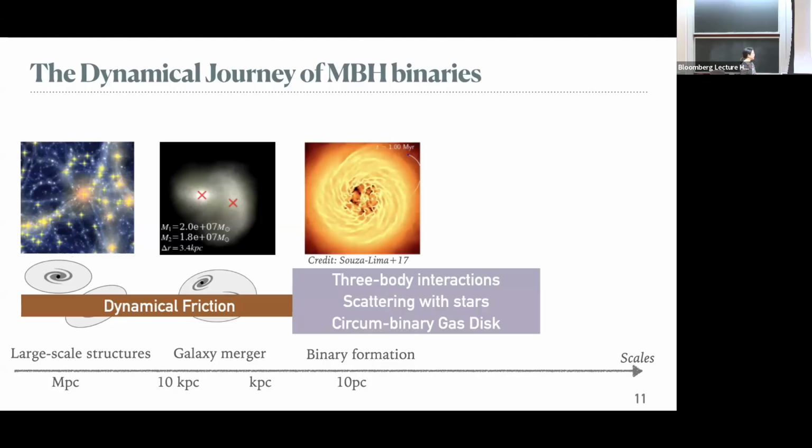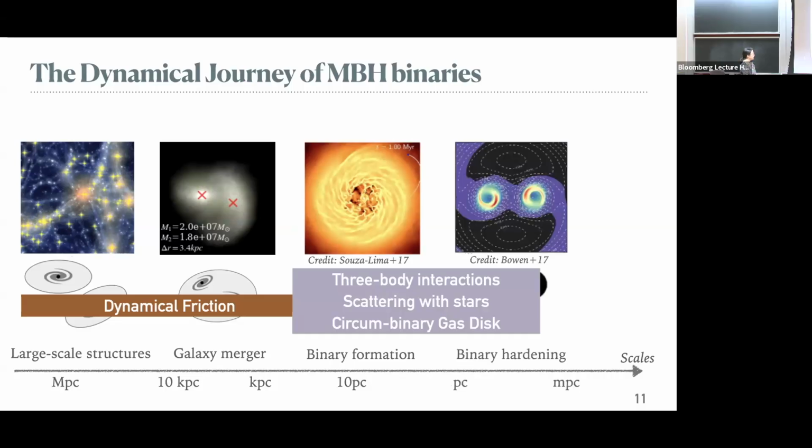Then you will have the circumbinary gas disk, in which the two black holes are embedded, and it can assist the orbital shrinking of the black holes. Eventually, when the black holes harden, you will have gravitational wave emission if all the other mechanisms are efficient. And if you have gravitational waves, you might also expect a recoil kick depending on the mass or the spin alignment of the black holes.